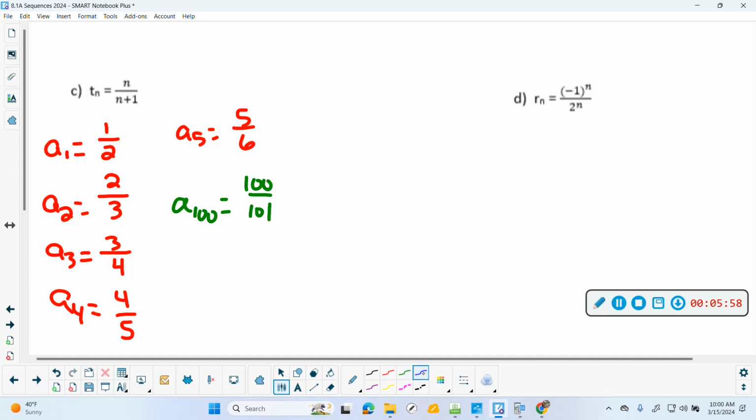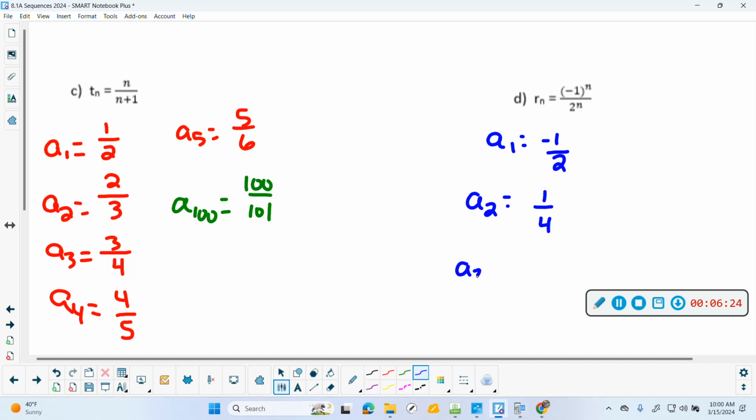Okay, so again, just some fractions, some more calculations, nothing crazy here. Let's see if we can do some mental math. What's negative 1 to the first? And what's 2 to the first? So we're going to have negative a half. That's fine. I like it. Let's do squared now. What's negative 1 squared? 1. Positive 1. What's 2 squared?